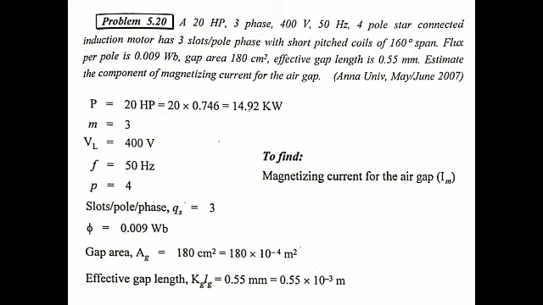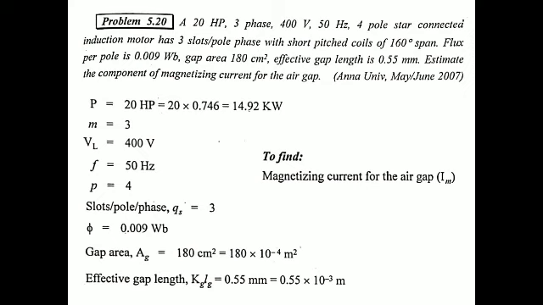Then flux per pole data is there, which is nothing but 0.009 Weber. Then gap area 180 centimeter square. The gap area is nothing but AG mentioned in the given data. Then effective gap length, which is defined by the constant KG and LG. KG is a constant multiplied with LG. So KG into LG, that value is nothing but 0.55 mm. So convert this into meters. So that is in the given data.